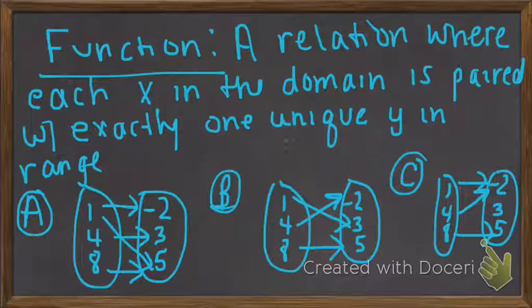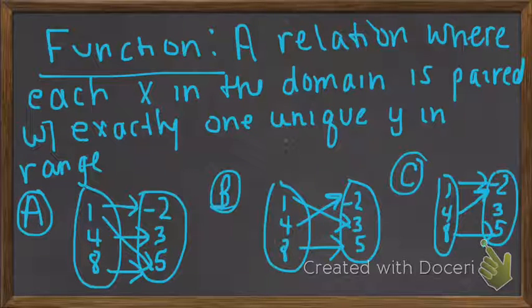All right, a function is a special type of relation where each x in the domain is paired with exactly one unique y in the range. So here we have 3 different examples, and we're going to go through and decide which ones are functions and which ones are not. So let's look at letter A.